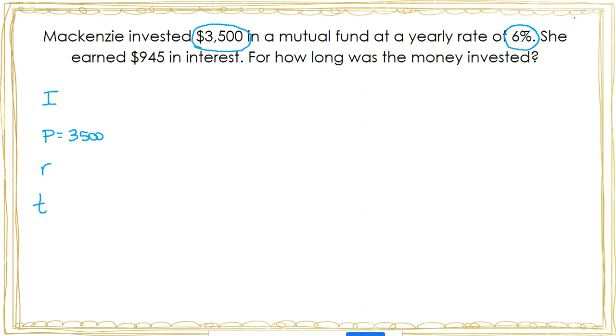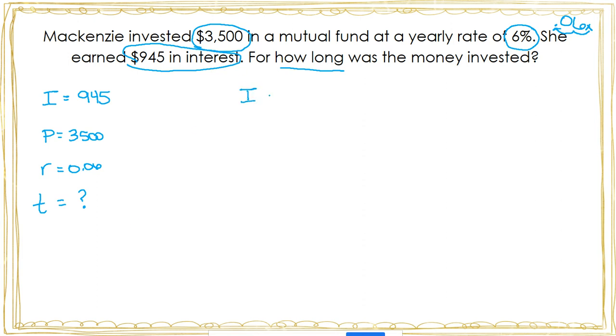Now again, 6% needs to be changed to a decimal. So there's an invisible decimal behind my 6, and I'm going to move my decimal 2 places to the left, which is going to give me 0.06. Then I know that she earned $945 in interest. So this means that the amount of interest here is $945. This time, the question is asking me how long was the money invested. So this time, I don't know the time.